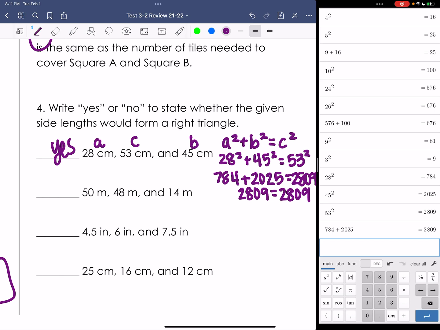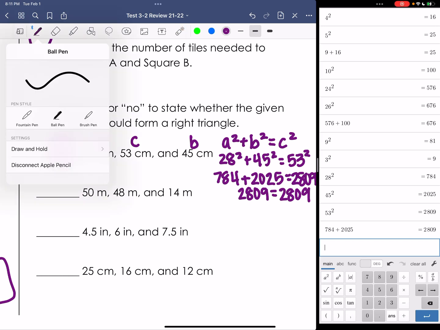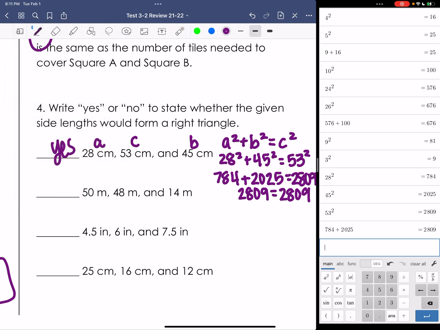Next, looking at our next problem, we have the numbers 50, 48, and 14. So again, we need to identify our hypotenuse, which again is the longest side. So here, this would actually be 50. So 50 is C, I'm going to label 48 as B, and 14 as A. So again, putting that into this formula, A squared plus B squared equals C squared. We have 14 squared plus B, which is 48 squared, and this equals C, which is 50 squared.